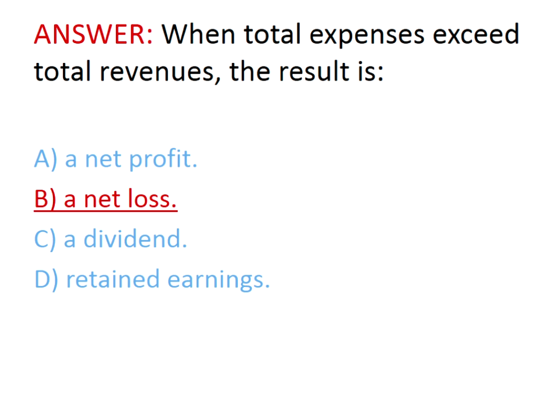Okay, and so when total expenses exceed total revenues, our answer is going to be a net loss. If revenues exceed total expenses, then that's where we have a net profit. But when we have expenses greater than our revenues, that's a net loss. So we have a net loss, net profit.